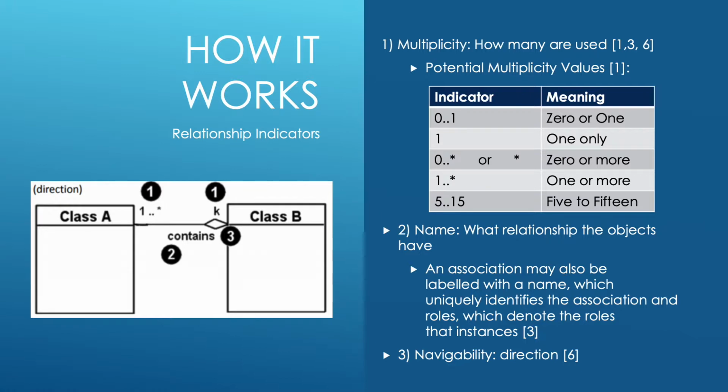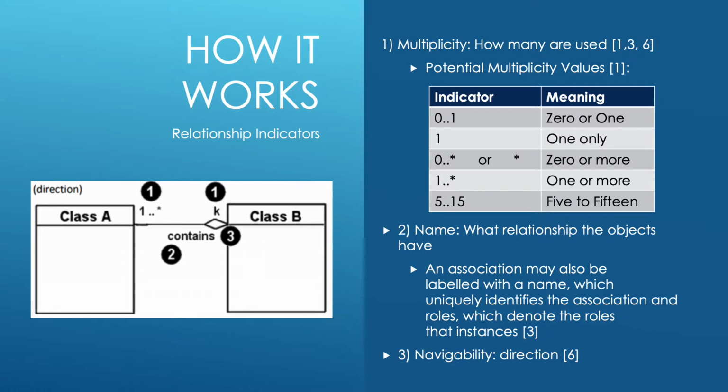0 to an asterisk or just an asterisk means that there's 0, or there can be as many as are needed. The next is one or more, meaning that there has to be at least one or as many as we need. And then the last is an indicated amount, meaning that there can be, in this example, as little as 5 and as many as 15, but this can be changed. The second is a name.